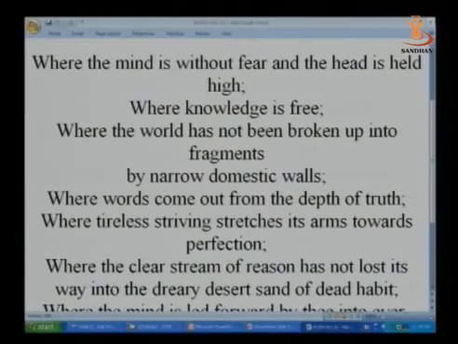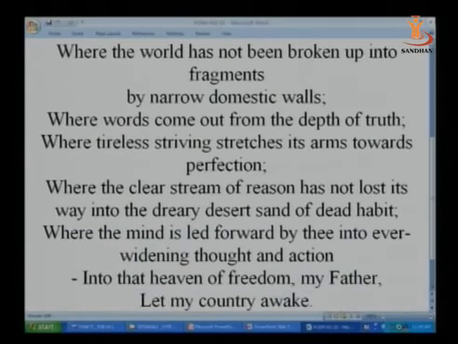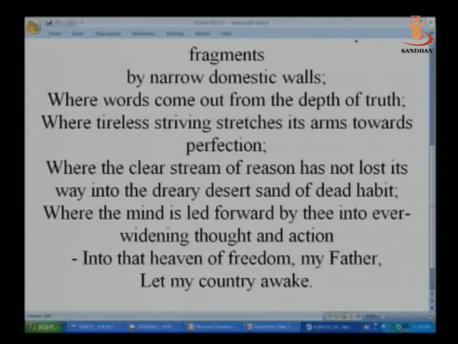He is talking of a world which is not broken up into fragments by narrow domestic walls. Then he says, "Where words come out from the depth of truth, where tireless striving stretches its arms towards perfection, where the clear stream of reason has not lost its way into the dreary desert sand of dead habit." If you look at the imagery and metaphors here, the dreary desert sand of dead habit: habitual life is a mechanical life, and what happens in this kind of life is that reasoning loses its place in our life.